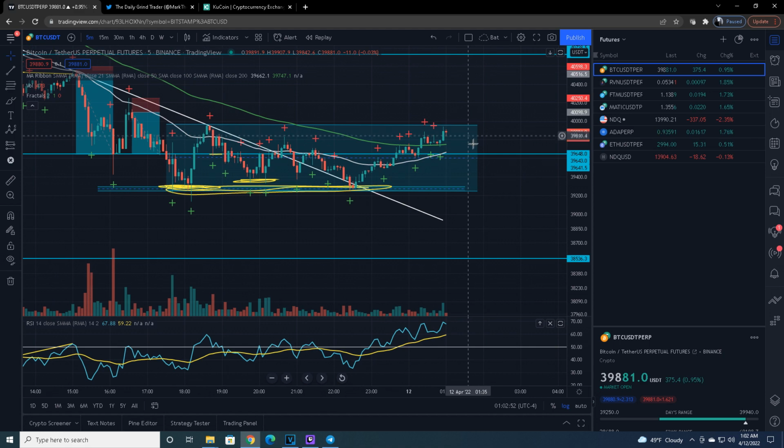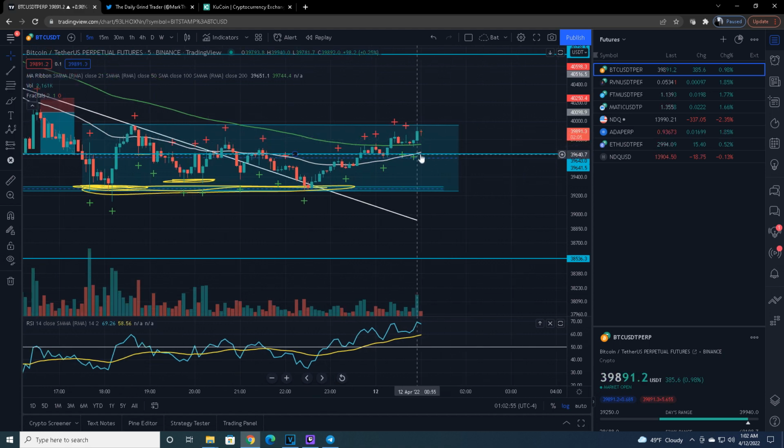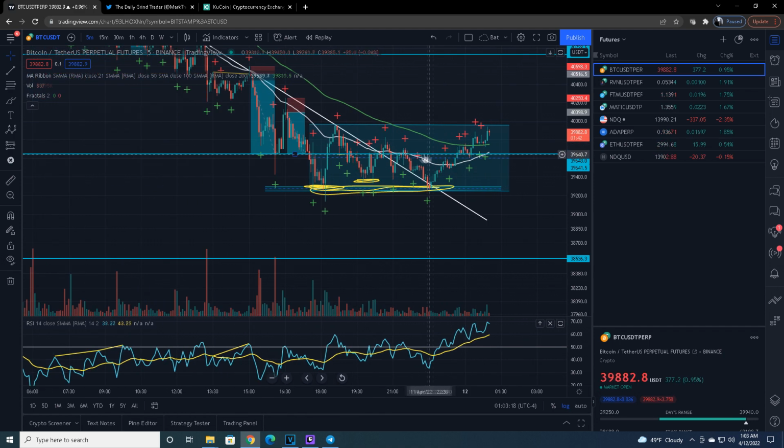This might become a scenario where once the 21 flips above the 50 and price breaks out of this range, this was our high of the consolidation range right here. Once price breaks above this, that will put the 21 above the 50, and we'll start doing the same thing, but on the long side. We'll start longing, and we'll long based on the price coming back to the 21 period moving average. Guys, it is that easy.